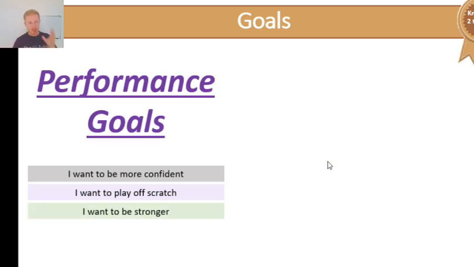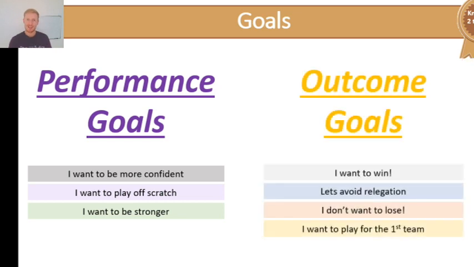So, performance goals. I want to be more confident. I want to play off scratch. I want to be stronger. Performance goals: you were talking about the process of you and you alone. Whereas outcome goals, we're looking at the effect, the event. We've got process and event.